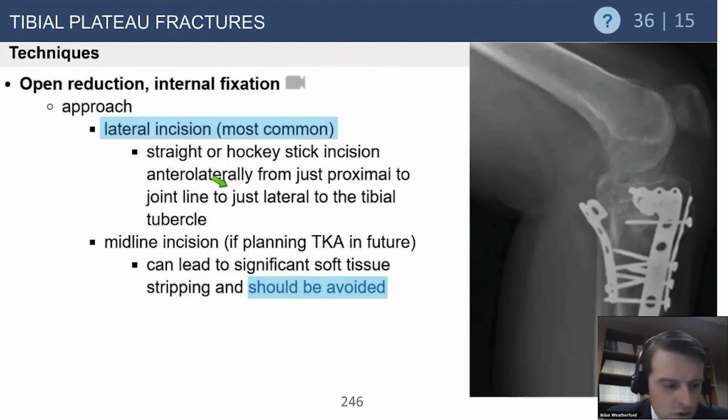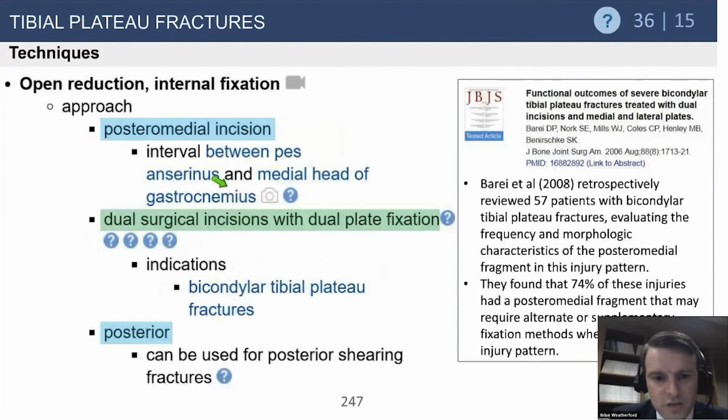First of all, of course, if you're treating this operatively, you want to achieve, if at all possible, an anatomic reduction. But also, historically, these are treated with a midline incision with high associated rates of soft tissue complications because of poor soft tissue technique and periosteal stripping. That would significantly hinder that patient's future total knee arthroplasty if you had a severe soft tissue complication from a midline exposure.